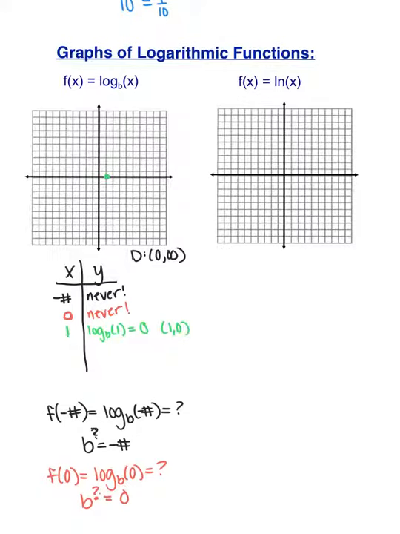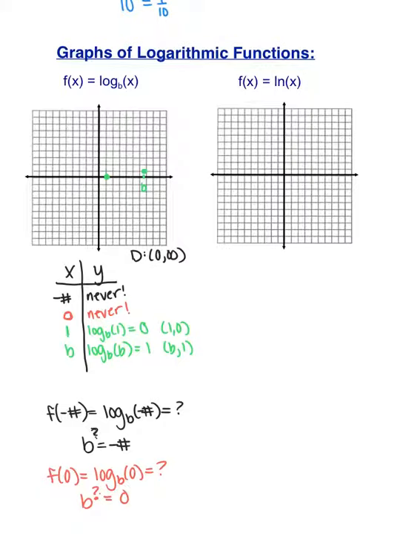Another easy point to plug in would be b, because I've got log base b of b, and I have a property that says that's 1. So I have the point (b, 1). I don't know where my base is. Let's just pretend it's right here. That would be my base.